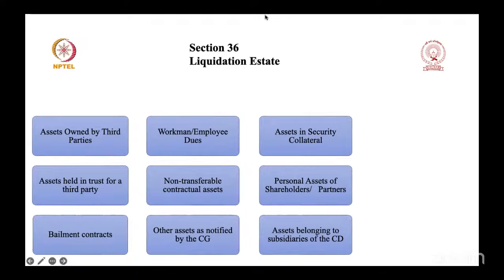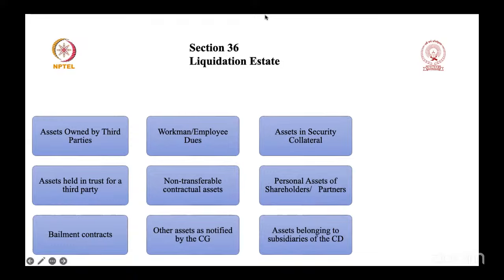Number one, first is what circumstances will call for liquidation. We know failure of a resolution plan, efflux of time, application made by the COC, and lastly, contravention of the terms and conditions of resolution plan will lead to liquidation. If that is the case, then COC's decision for liquidation will be important, and then an application by RP will be made for liquidation. After that, a liquidator is appointed.